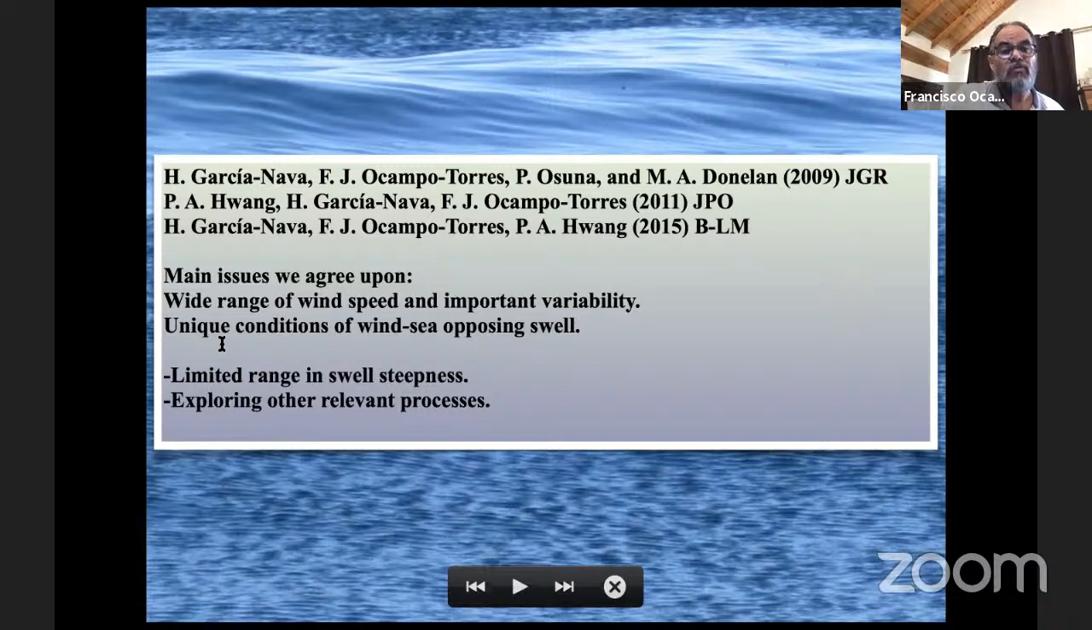This site is very unique with conditions of wind sea opposing swell, which is the long waves coming from distant storms. But the important point here is that the swell steepness in the experiments was in a very limited range. So we need to explore also other relevant processes in the exchange.